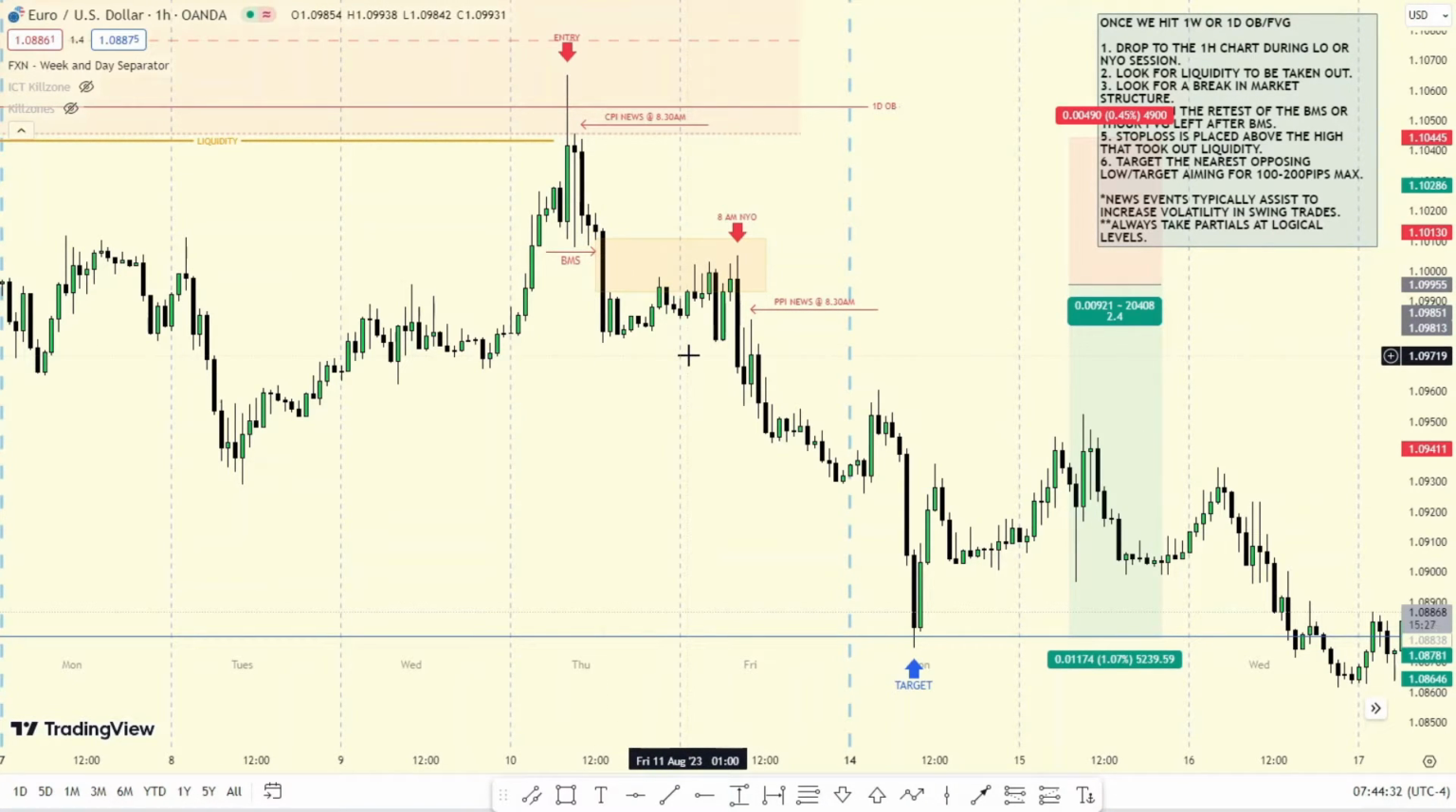Now you wait for the next day. This is now the Friday, the next day, during London. We see that the market revisits that imbalance. So we already know that the market has come off this key level.